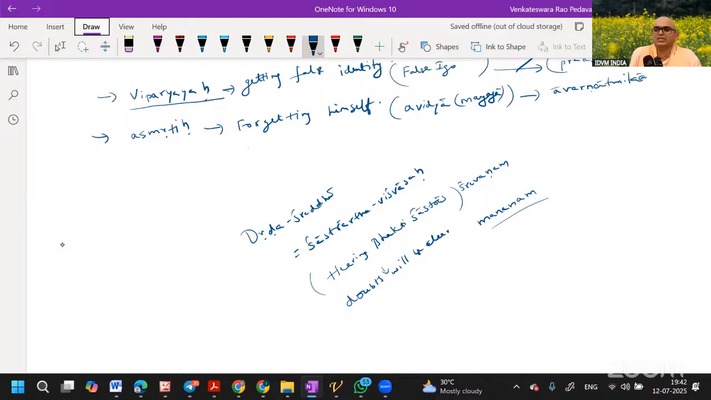But people are just hearing and not doing mananam. That's why there is no development in faith. We are not actually doing mananam. Doubts will be cleared by that. What kind of doubts? Asambhavanas and viparita bhavanas.